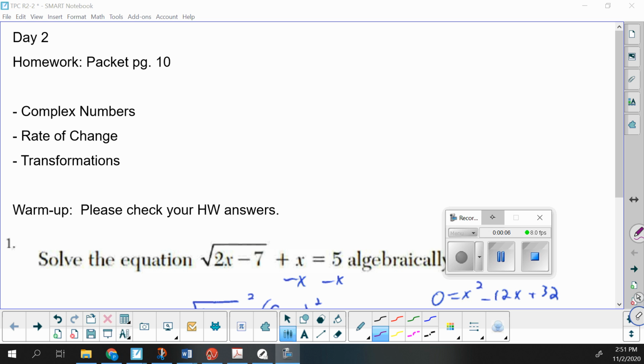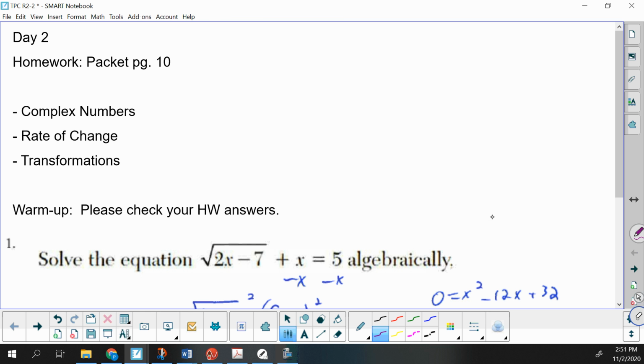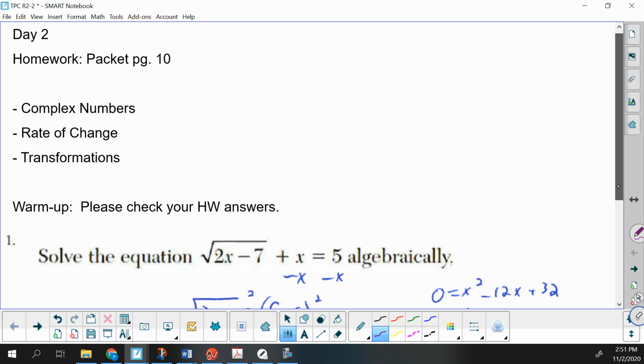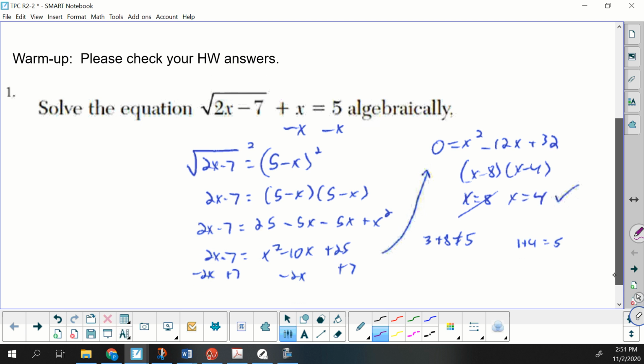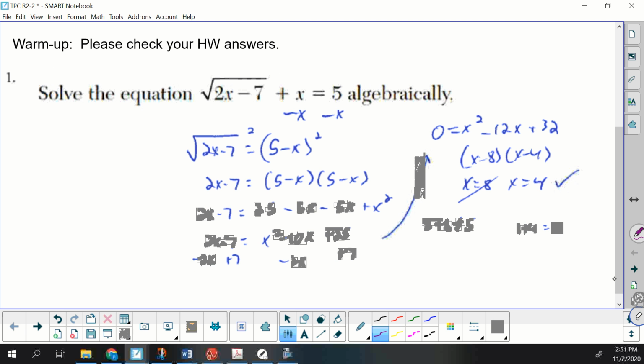All right, this is the review of Unit 2 from last year, Day 2. Homework for today's lesson is going to be page 10 in this packet. And let's go over the homework from Day 1 first.